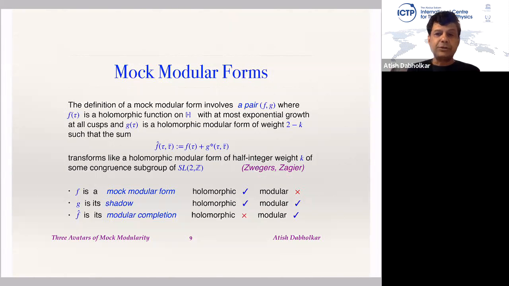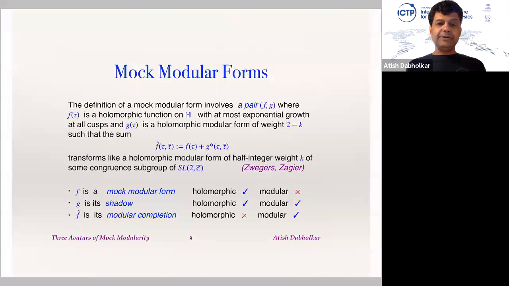It is constructed out of g, but it is not g. So it's some non-holomorphic object constructed out of g, such that when you add it to f, then this f hat transforms like a holomorphic modular form of half integral weight k of some congruent subgroup of SL(2,Z). So it's a slightly complicated definition, but f of tau is called the mock modular form, g is called its shadow, and f hat is called its modular completion.